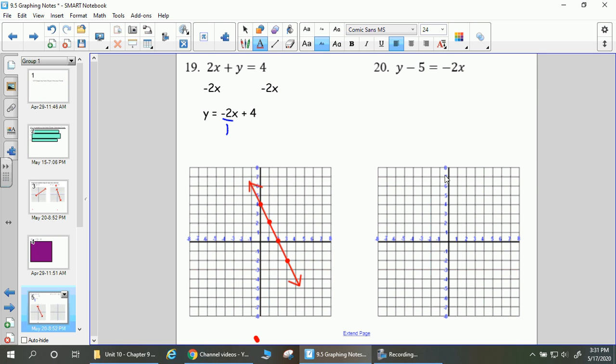So if I take the same approach now to number 20, I have this extra minus 5 that's in the wrong spot, so we're going to add 5 to both sides. Y equals a negative 2x and a positive 5.